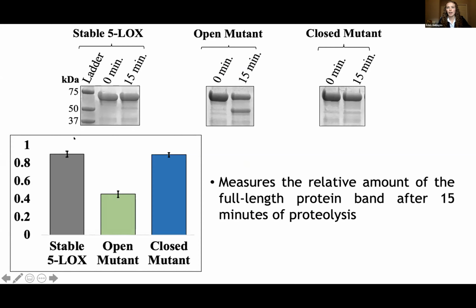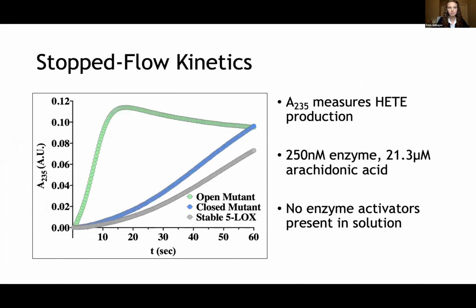We also observed that the closed mutant resisted cleavage also, but the open mutant showed a significant increase in susceptibility, as only about 50% of that full-length protein band is remaining after 15 minutes. So the data supports increased polypeptide flexibility of the open mutant, and we interpret this to mean that the open mutant has some new properties compared to stable 5-LOX, while the closed mutant mimics stable 5-LOX activity here. With that, we confidently moved on into a closer look at that active site.